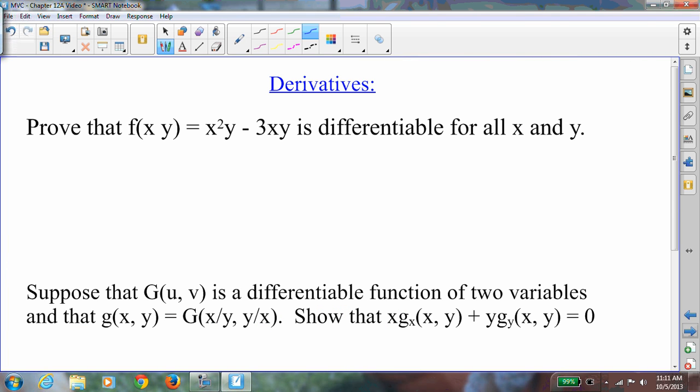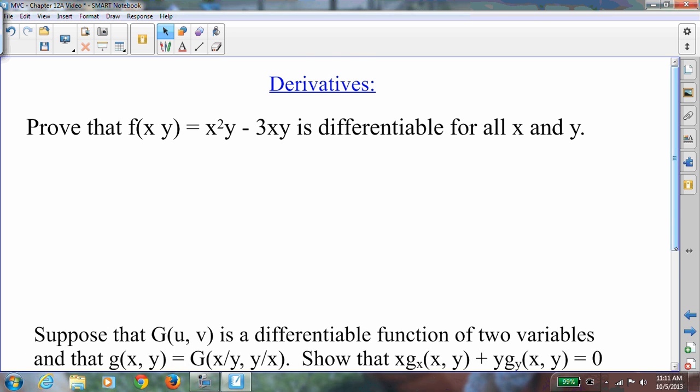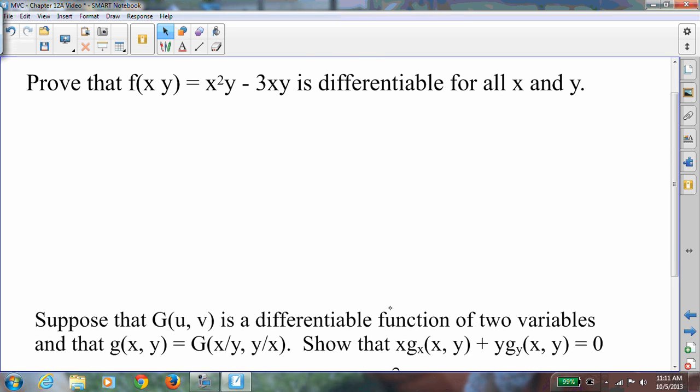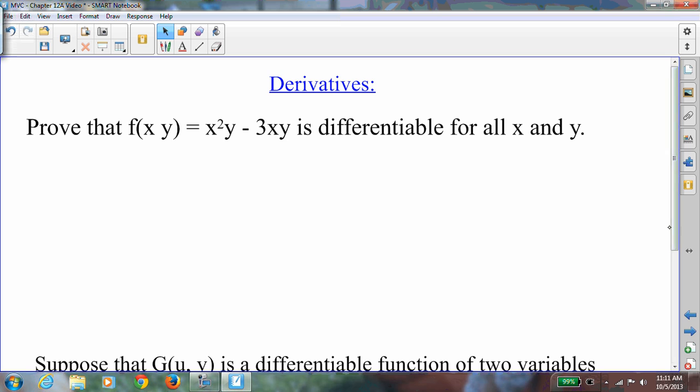Alright, so now to prove differentiability proof. So the idea of a differentiability proof is you want to show that delta z, the actual change of z, is mostly determined by the partial with respect to x and the partial with respect to y. And anything else left over goes to 0 as delta x and delta y approach 0. So formally, we're looking at this.